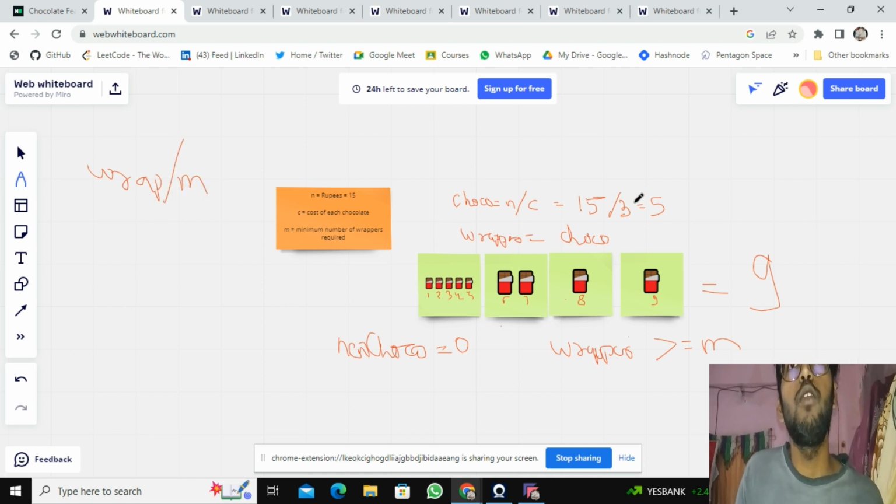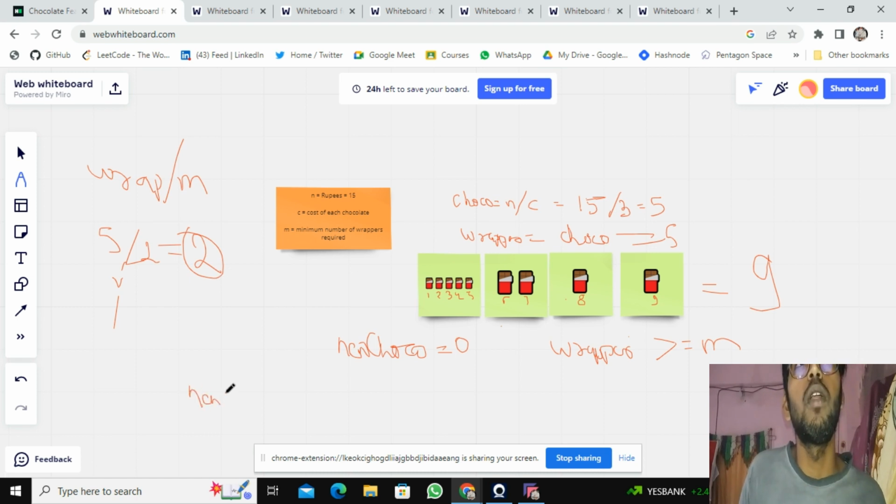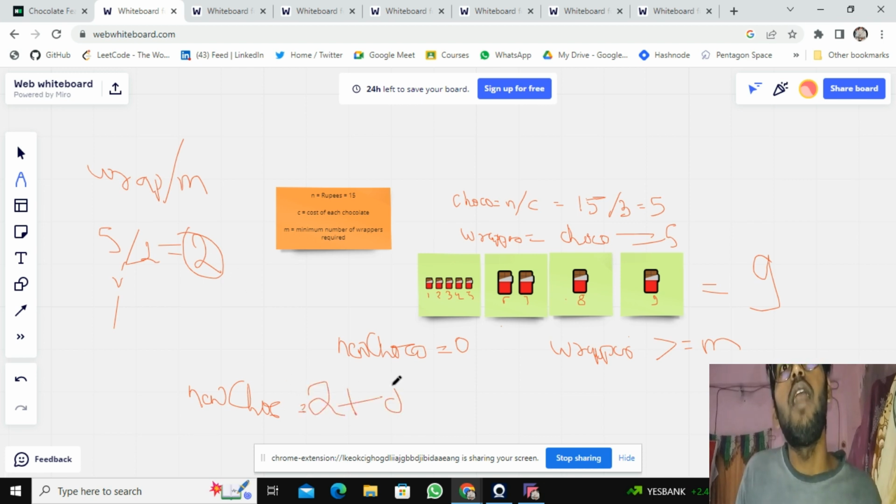Let's say I now have 5 wrappers. So 5 divided by M, where M is 2, I'll get 2 chocolates, and the remainder is 1. So 2 new chocolates I do get. These 2 new chocolates plus the earlier chocolates I was having, that is 5.